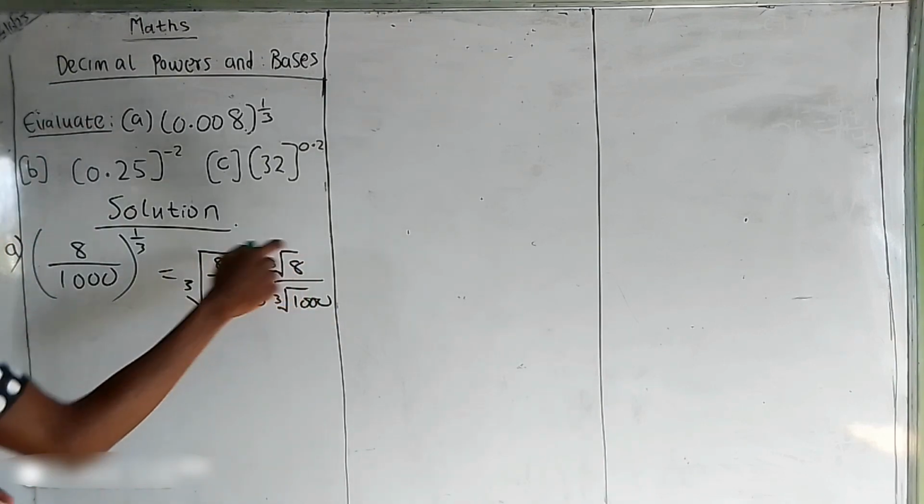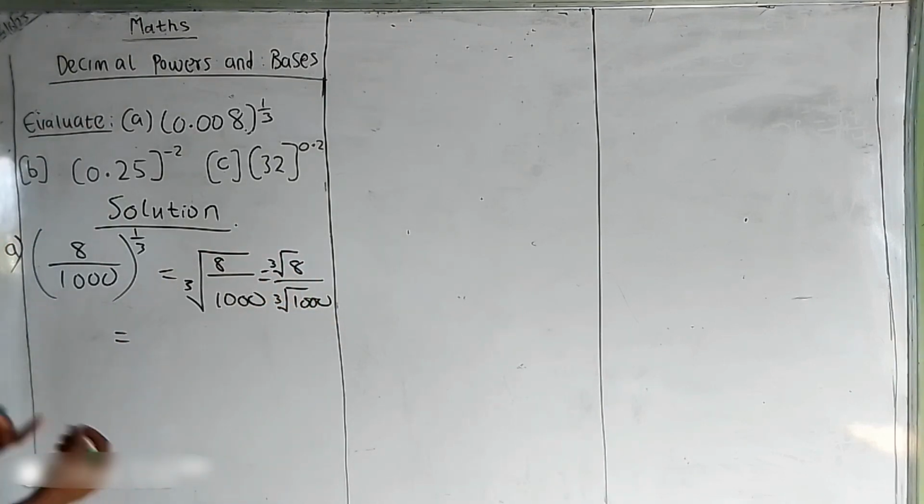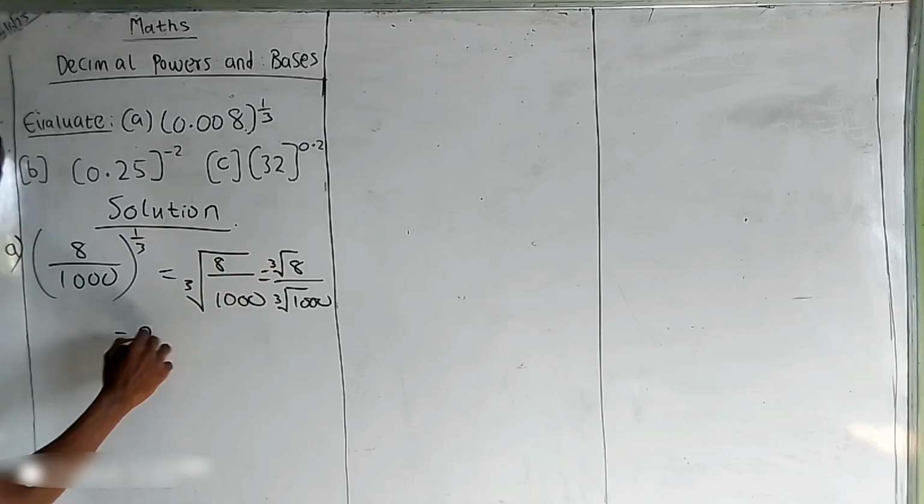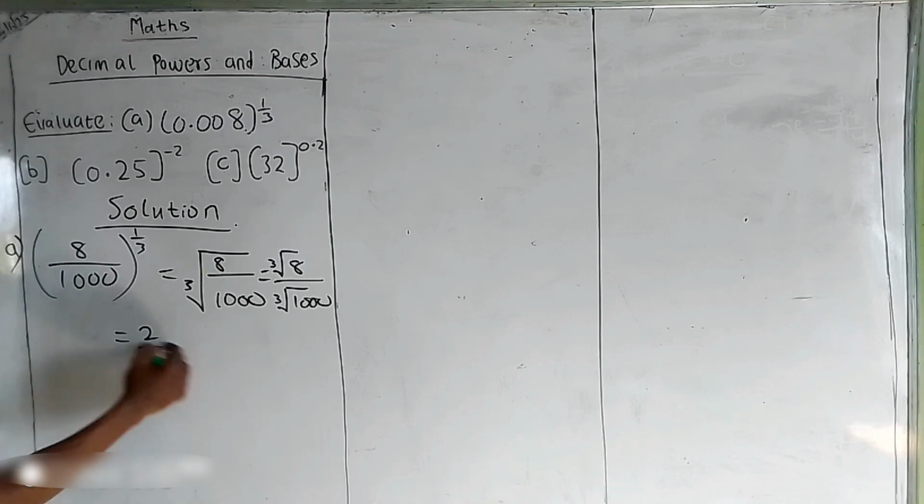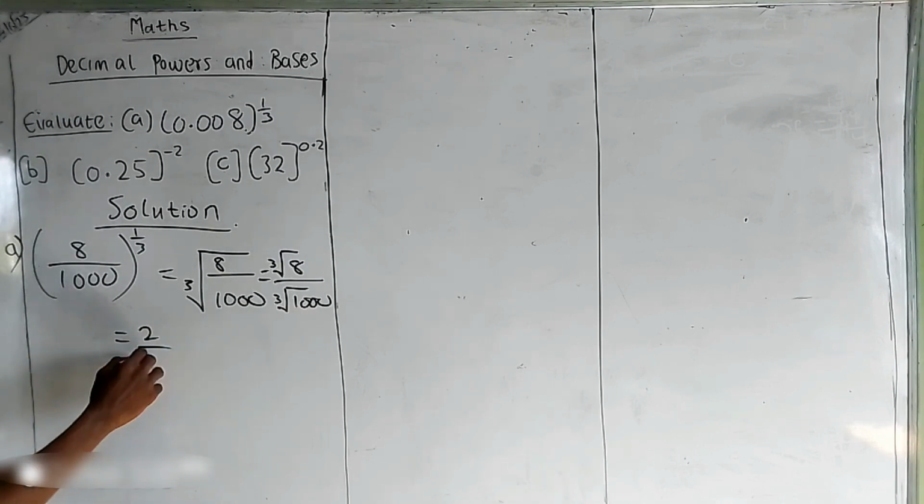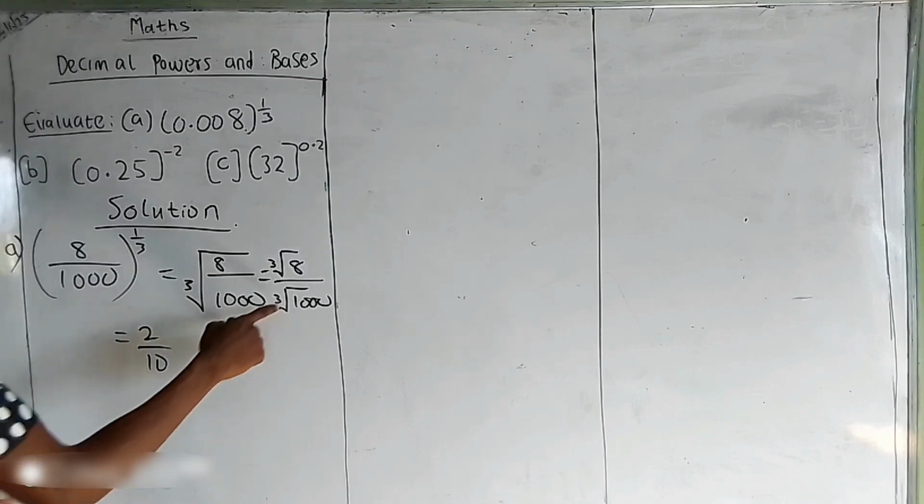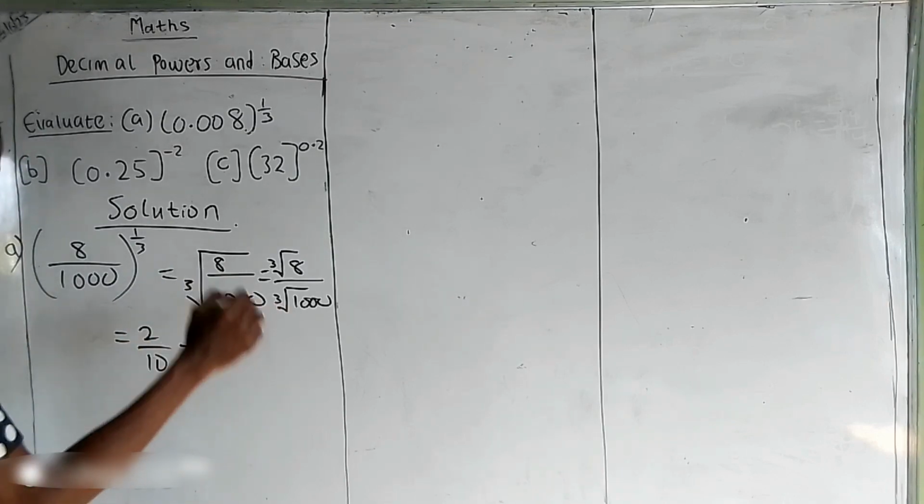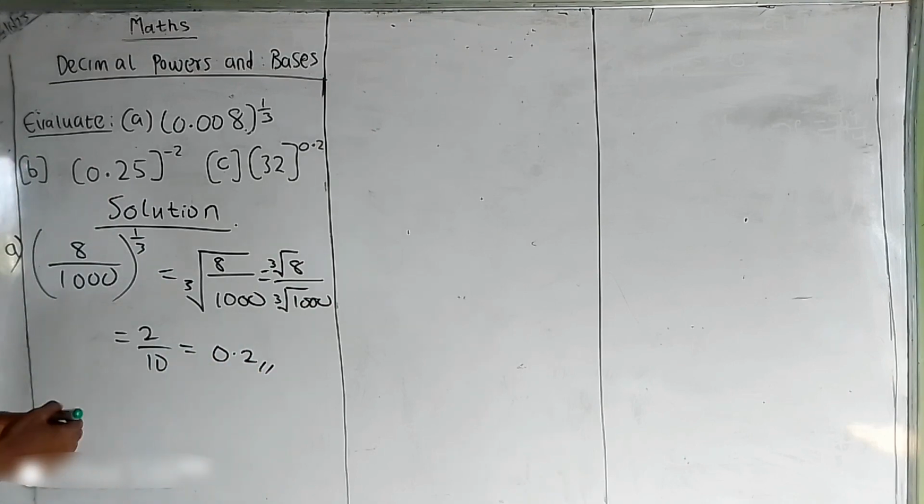So what is the third root of 8? You discover that the number that you multiply 3 times to give you 8 is 2. I ask us to be conversant with these values and their powers. Then here we have 10, because 10 multiplied 3 times gives us 1000. So when you divide this, you get 0.2.